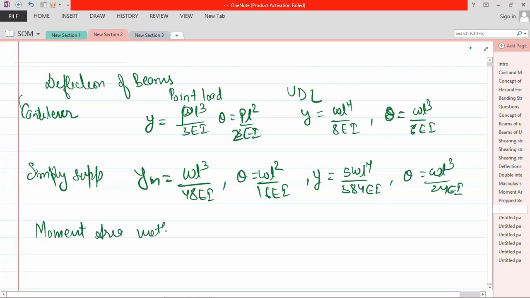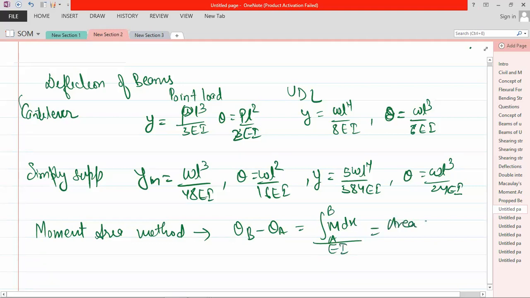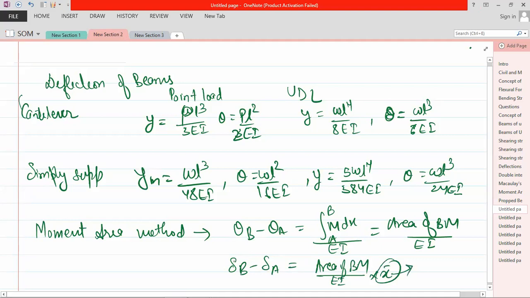Then your moment area method, the first theorem is slope. So theta B minus theta A is equal to area of bending moment diagram from A to B divided by EI. And the second theorem says the deflection is equal to area of bending moment divided by EI into x bar, and this x bar should be the center of area from point B.